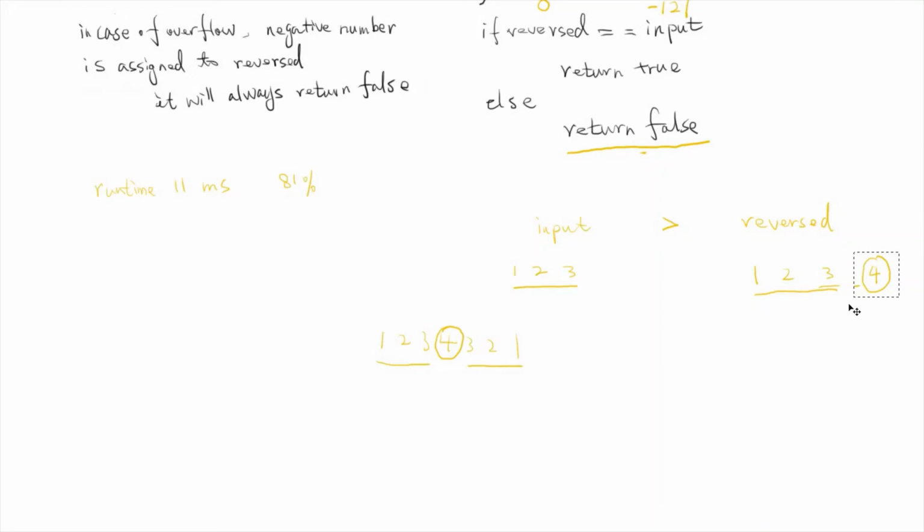After we move the 4 from input to reversed, now the reversed is no longer smaller than the input. The reversed now is greater than the input. Our process will stop here. After the process stopped, the reversed is 1, 2, 3, 4, and the remaining number in the input is 1, 2, 3. We can't just compare the reversed with the input.